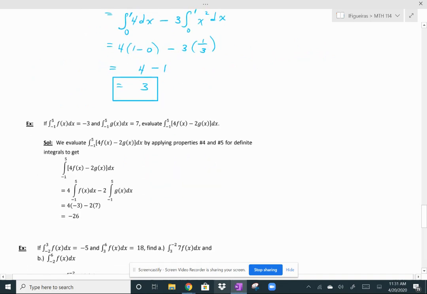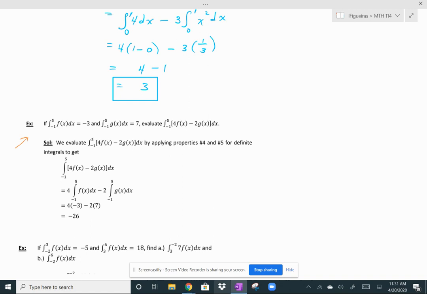Okay, so here's another example where we can use some of these properties. If I have the integral from -1 to 5 of f of x dx equal to -3, and the integral from -1 to 5 of g of x dx equal to 7, we want to evaluate the integral from -1 to 5 of 4 f of x minus 2 g of x dx.